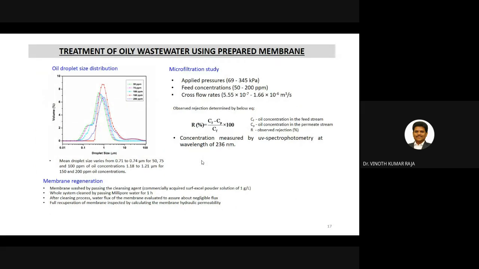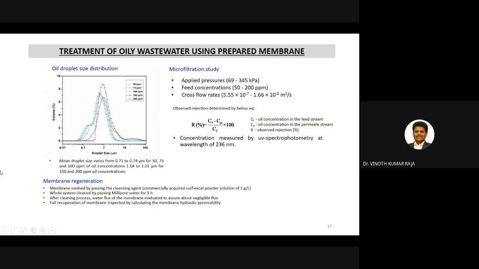So here is the oil droplet size distribution. We have identified different concentration ranges. All are kept at a lower concentration. As I said, oily wastewater containing a higher concentration is easy with the conventional process. However, the lower concentration is very difficult. So we have made 50 ppm, 75 ppm, 100 ppm, 150 ppm, and 200 ppm. The different concentrations of oily wastewater we have prepared synthetically and analyzed for oil droplet distribution.